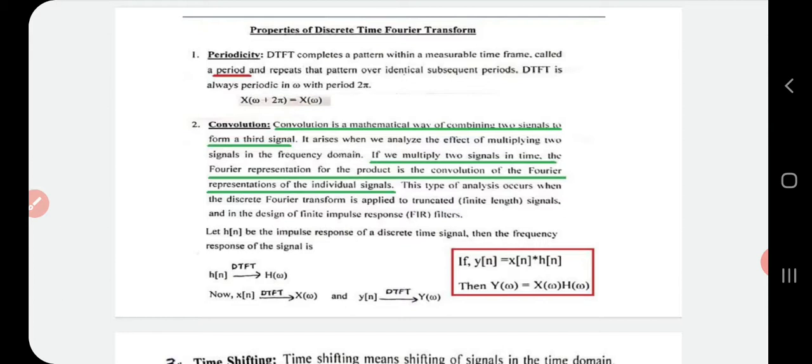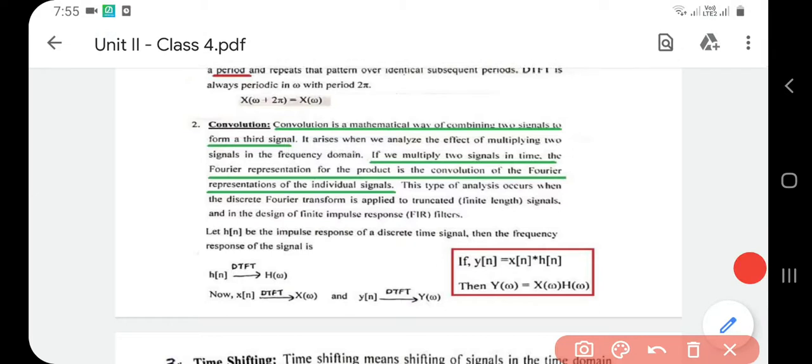That is, if we multiply two signals in time, then the Fourier representation for the product is the convolution of the Fourier representation of individual signals. Now this type of convolution property becomes helpful when a discrete Fourier transform is applied to signals of finite length, and also when you are designing finite impulse response filters or FIR filters. About FIR filters we will learn in detail in the subsequent modules.